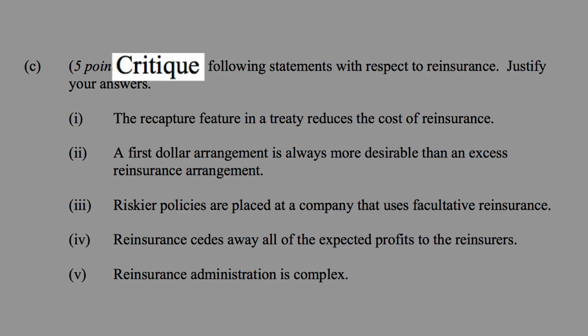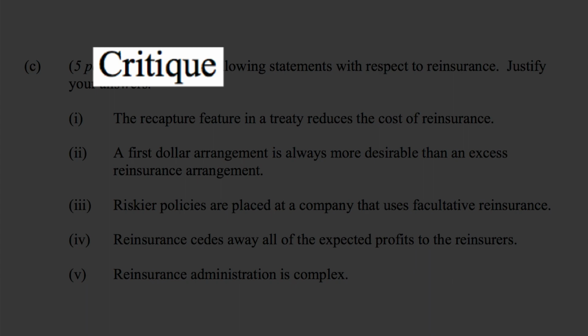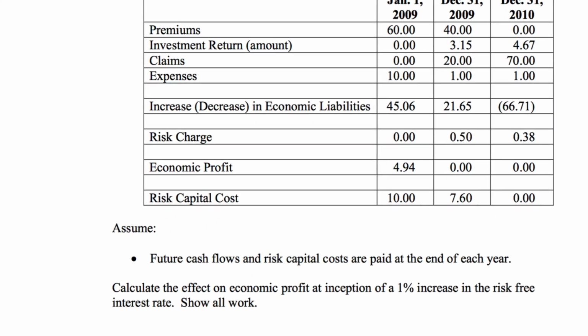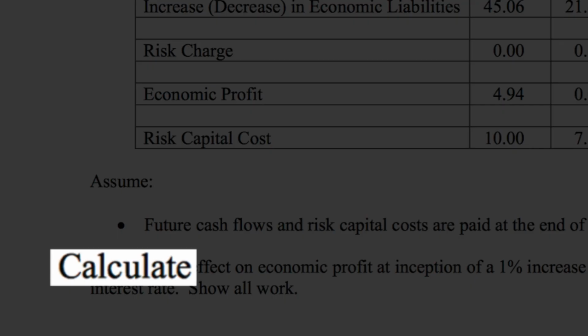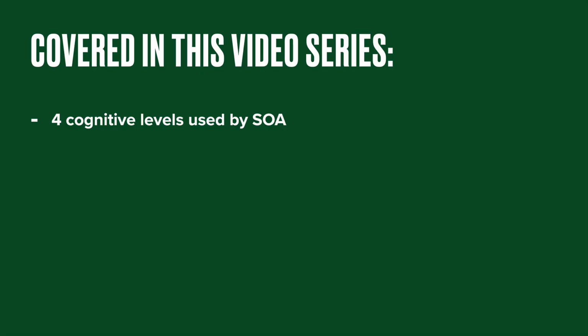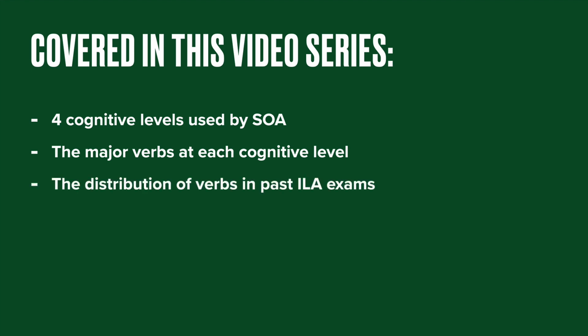This is a critical skill for passing the exam, simply understanding the verbs that appear in each and every question that you will have to answer on the exam. And so in this video series, we're going to cover the 4 cognitive levels of verbs used by the SOA. We'll discuss the major verbs at each of those cognitive levels. We'll look at a distribution of verbs in what you might call an experience study that I did on the past several sittings of both LPM and LFM exams.